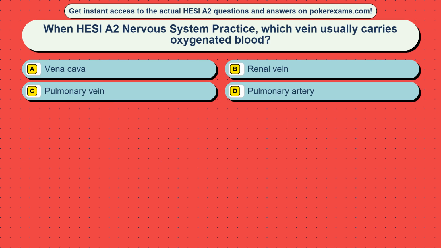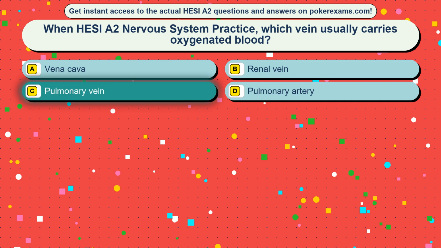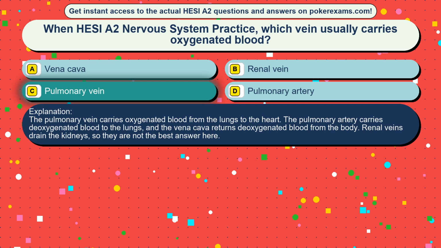Question 39. When HESI A2 nervous system practice, which vein usually carries oxygenated blood? Option A, vena cava. Option B, renal vein. Option C, pulmonary vein. Option D, pulmonary artery. The correct answer is option C, pulmonary vein. The pulmonary vein carries oxygenated blood from the lungs to the heart. The pulmonary artery carries deoxygenated blood to the lungs, and the vena cava returns deoxygenated blood from the body. Renal veins drain the kidneys, so they are not the best answer here.